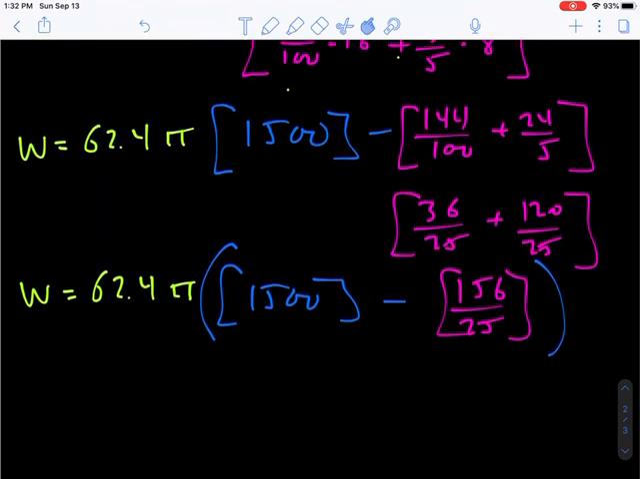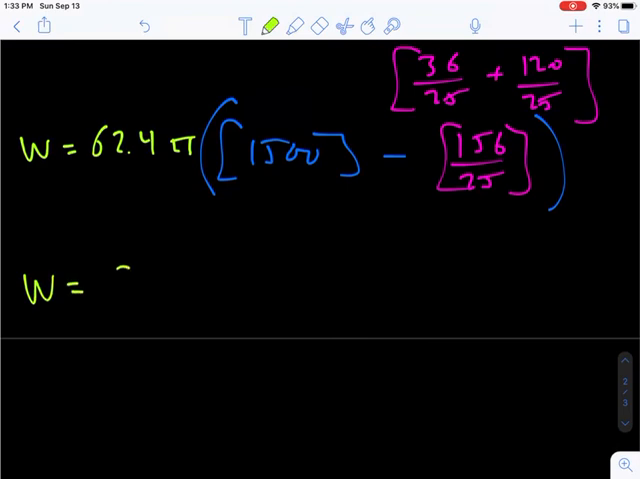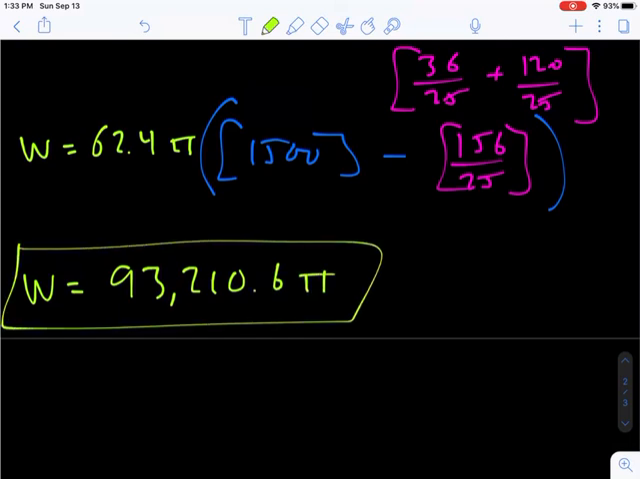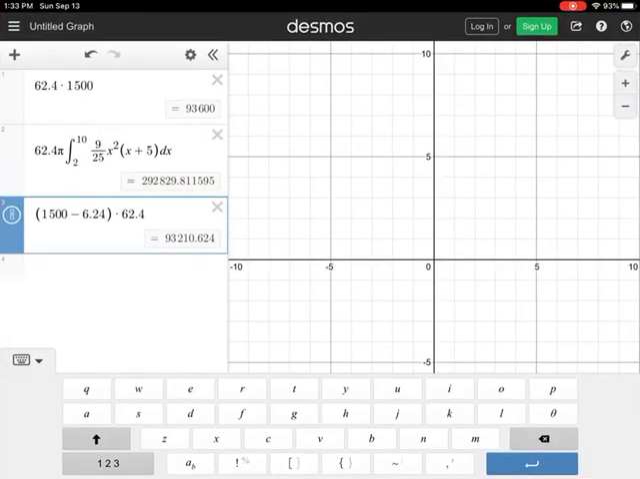So we have 93210.6 pi. That is the answer that I am looking for. Then, of course, if you go back to Desmos and you take that and multiply that by pi, you're going to get 292,829.8, which is exactly as it is above it with my basic integral that I set up. So my computations and my integral coincide.